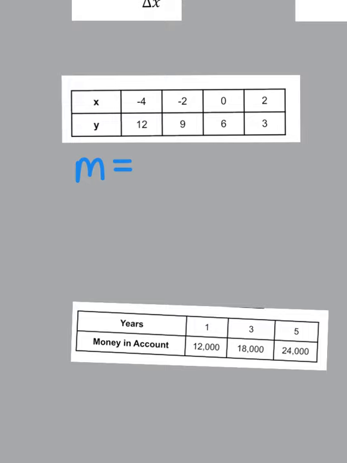All right, let's see what is happening with our y values. 12 goes down to 9, so that's minus 3 or negative 3. 9 goes down to 6, that's negative 3. 6 goes down to 3, that's negative 3. So in my slope formula, let me, oh, now it doesn't want to erase all of this. All right, so let's just move it down here.